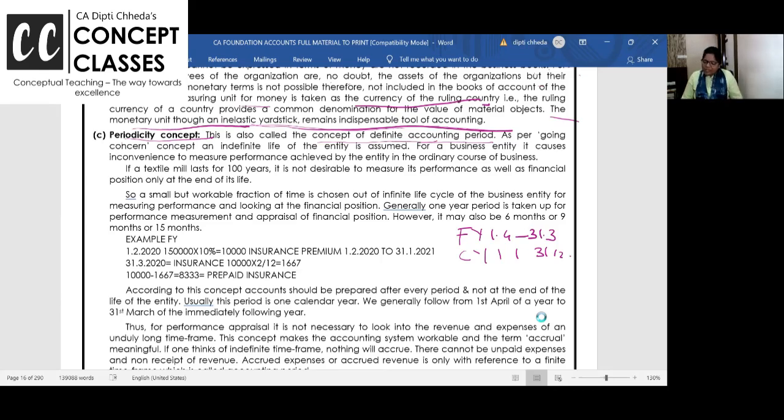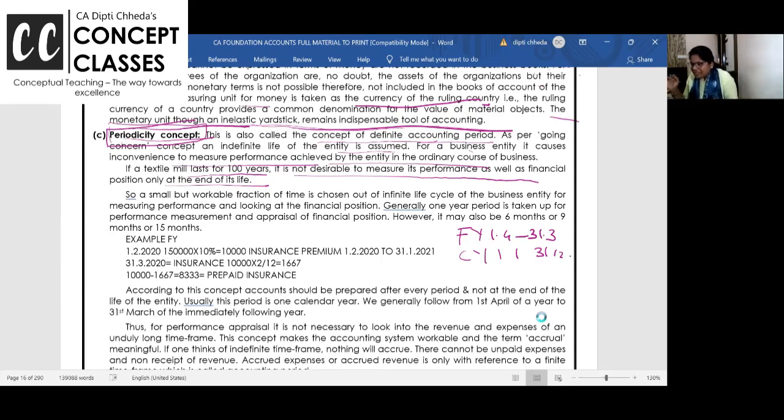As per the going concern concept, an indefinite life of entity is assumed. For a business entity, it causes inconvenience to measure performance achieved by the entity. If a textile mill lasts for 100 years, it is not desirable to measure its performance at the end of the life. You can't say, this time let it be, I am feeling a little bored to close my books in March, I'll do it in June, I'll prepare 15 months accounts. No. Periodicity concept says you have to record 12 months as a base period.